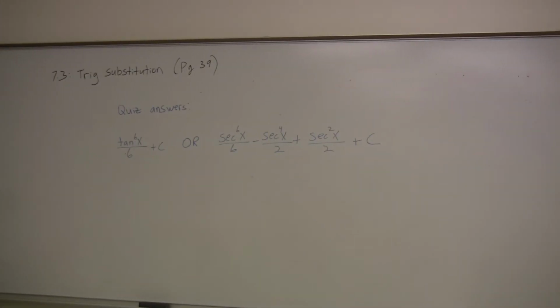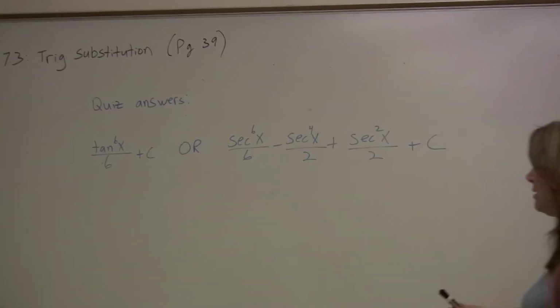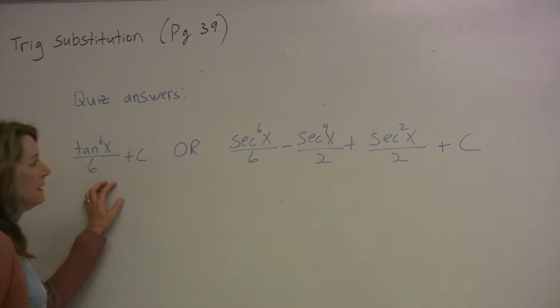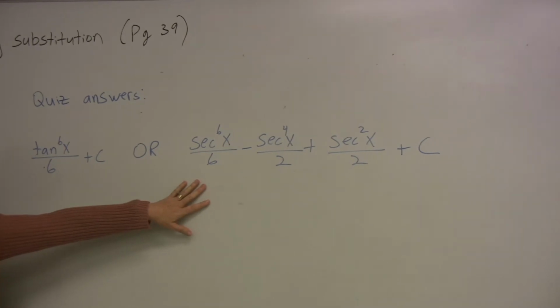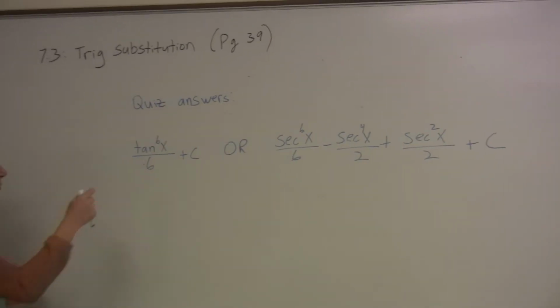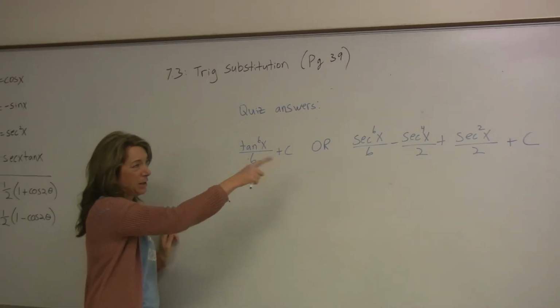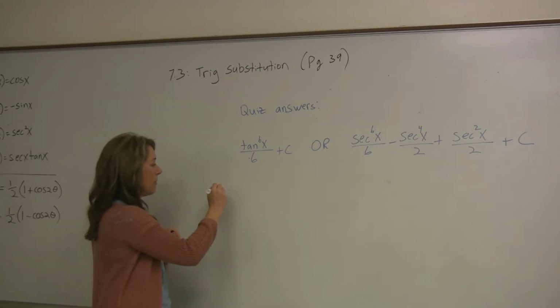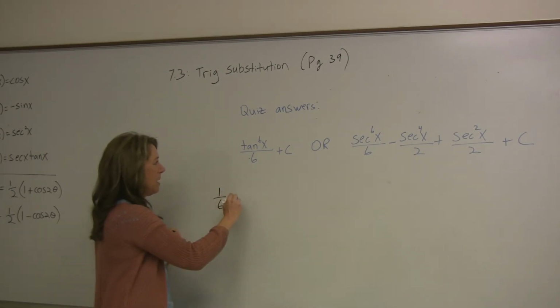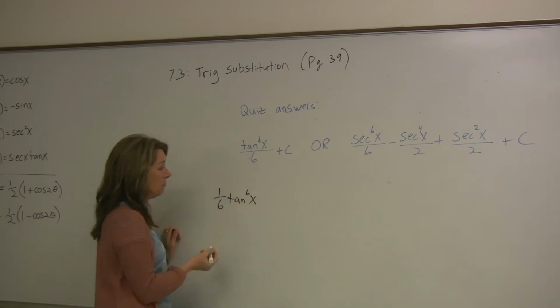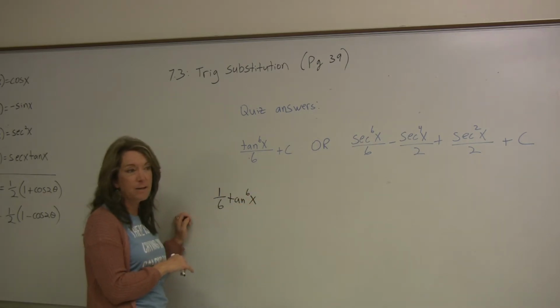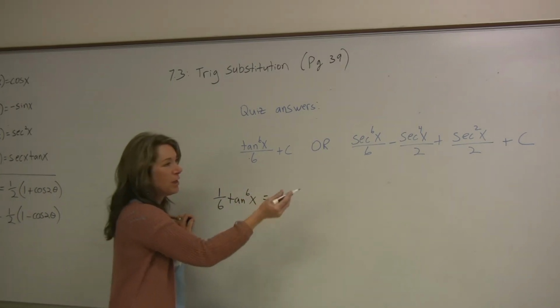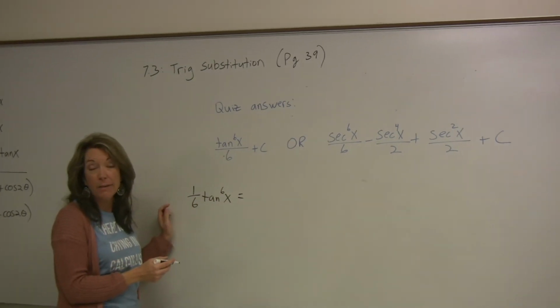Now, let's explain how it's possible that this and that are equivalent. And so I'm going to start with this one and make it look like that one. So I'm going to rewrite this as 1/6 tangent to the 6th x. I'll put the 1/6 out front. And I'm going to use one of our favorite identities from today.